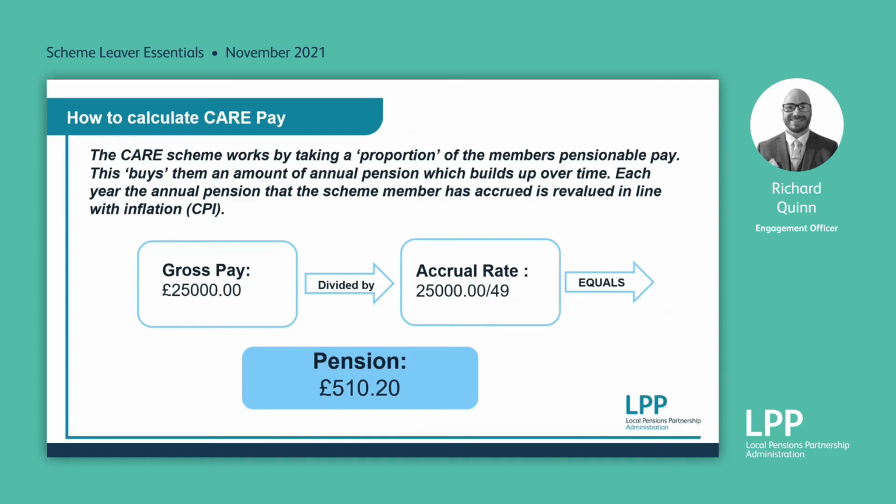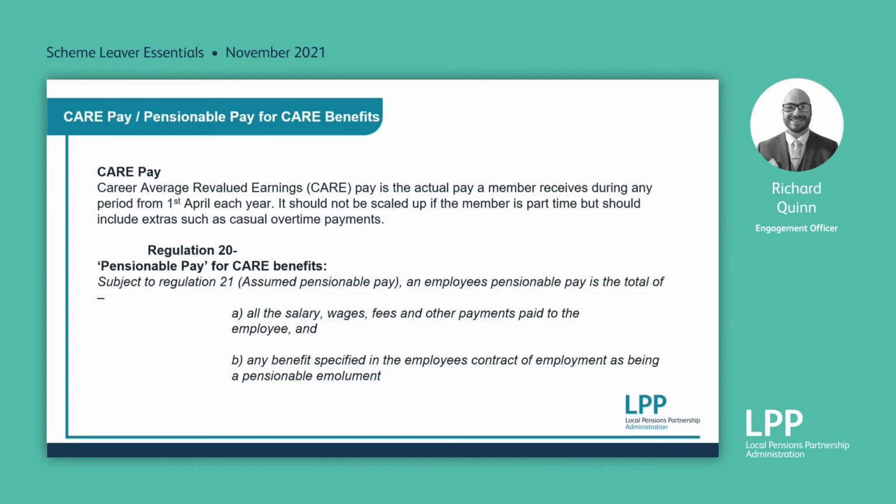The pension is then revalued based on CPI to increase the benefits in line with inflation and keeps its value. When establishing CARE pay, you will need to look at the member's pensionable pay under the CARE Scheme Regulation 20. The definition of pensionable pay is outlined as all the salary, wages, fees, and other payments paid to the employee and any benefits specified in the employee's contract of employment as being a pensionable emolument.